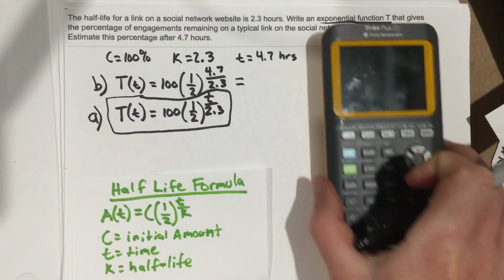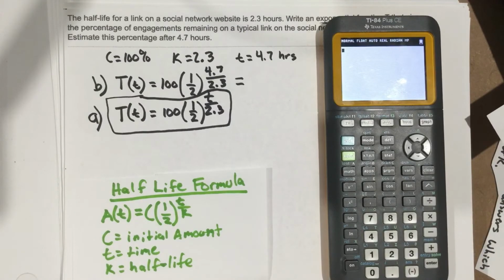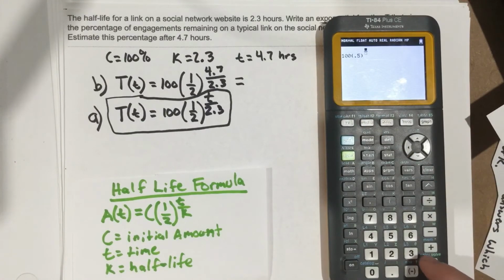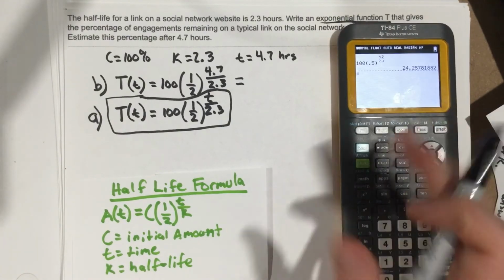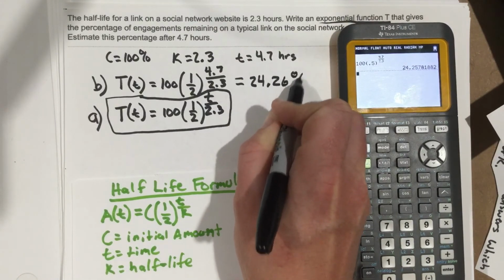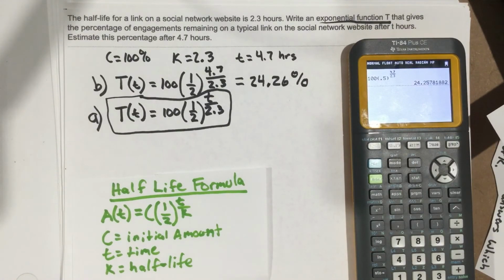So now we can actually calculate that using our calculator here. We will type in 100, half, I'm just going to say 0.5, to the, and I'm going to use a fraction, 4.7 over 2.3. And that tells me 24.26%. So 24.26% after 4.7 hours.